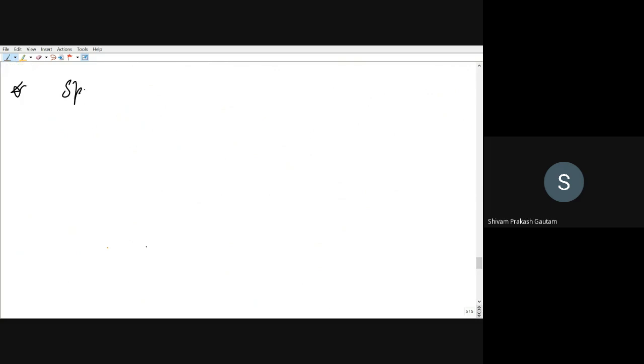Special cases in the Routh-Hurwitz table. First, special case, there are 2 cases. We will see them one by one, and we will see each case by a solved example only.